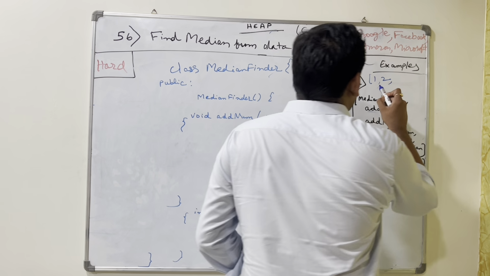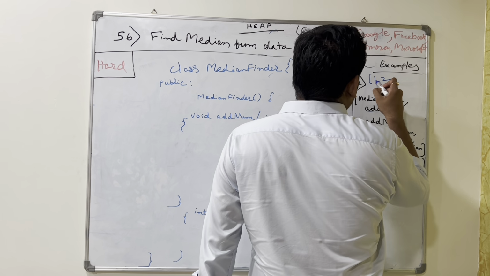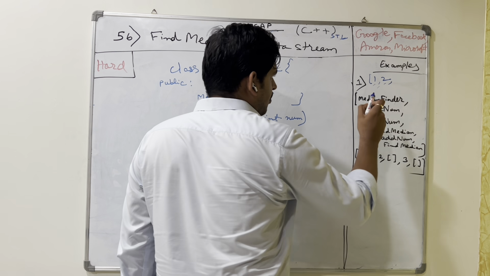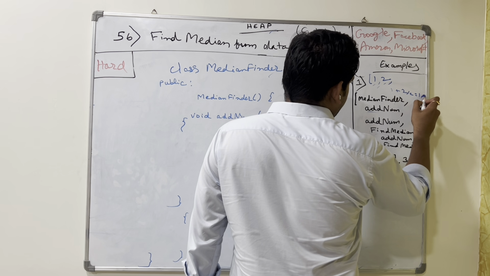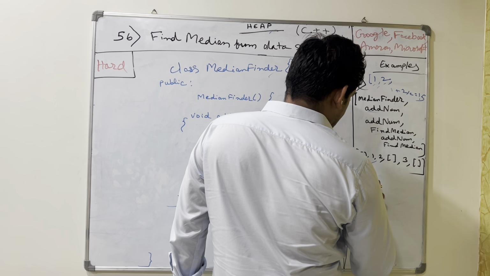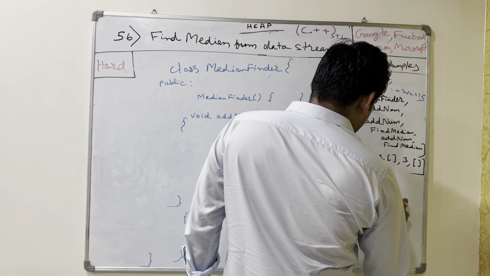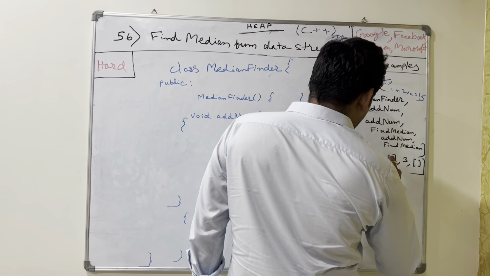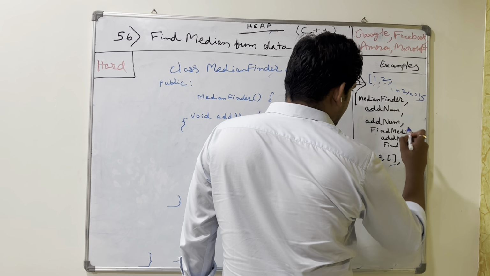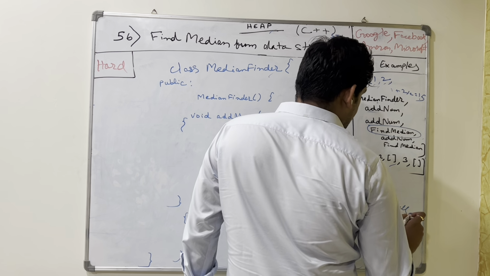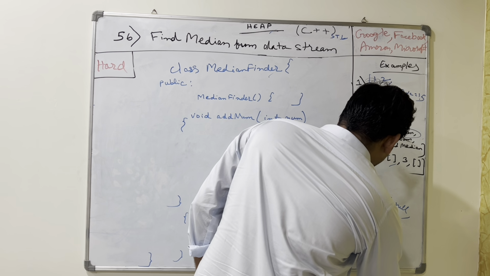Like here there are two numbers, so this is an even count and we'll take the average, 1 plus 2 by 2, that is 1.5. When addNum is called we return nothing, but when we get the findMedian call, we will return the median, and the median of 1 and 2 is 1.5.